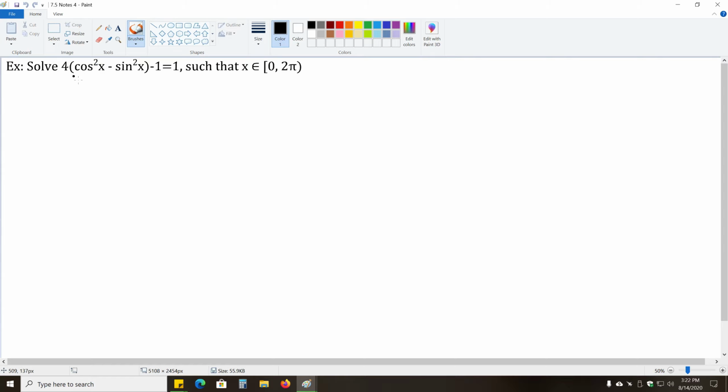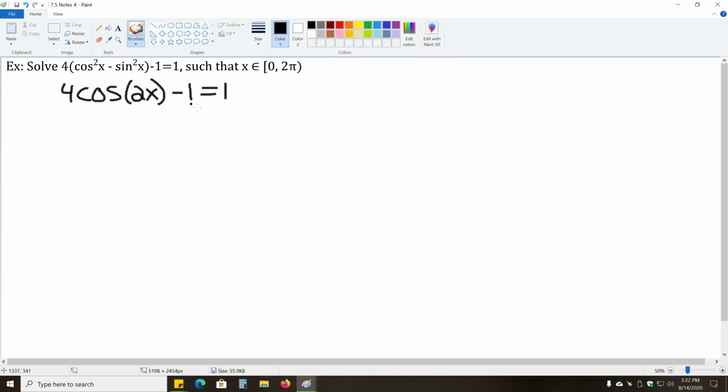Okay, so trying this together, hopefully the first thing you noticed here was cosine squared x minus sine squared x is equal to cosine of 2x. That's one of our double angle identities for cosine. So we get 4 cosine 2x minus 1 equals 1.